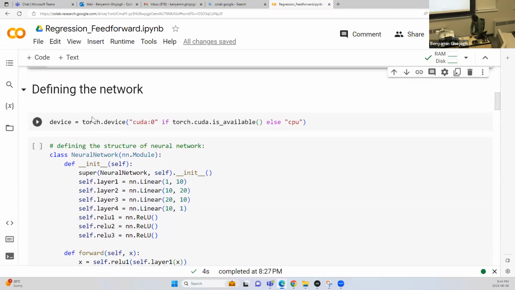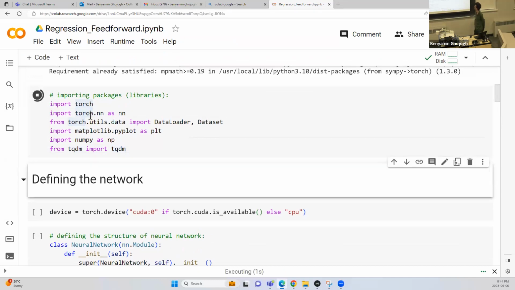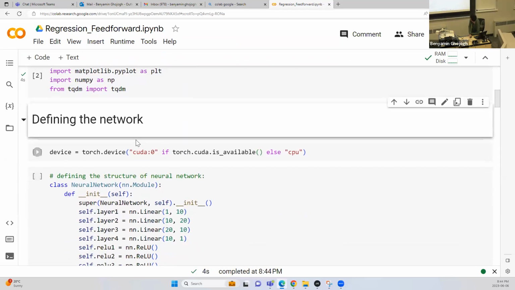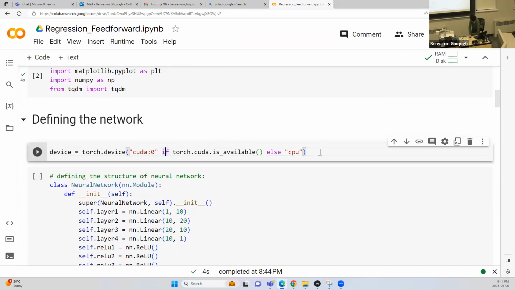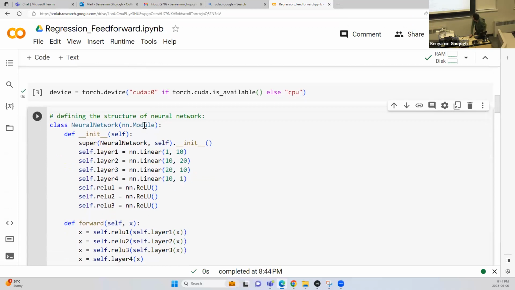Now defining the network. Did I run this? Shift-Enter runs the cell. I'm importing the packages. Yes, it's done. Now define the device. Usually we have the device, which is either CPU or GPU. Here I say use the GPU, CUDA, if it's available. If not, use CPU. Then the device is known.